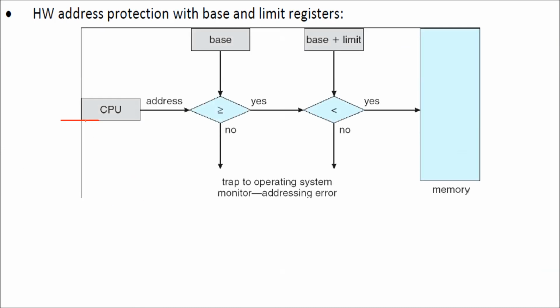The CPU generates some address, and the base is added. Now if this address is greater than or equal to the base, we go ahead, otherwise we trap an error. Then we check against the limit also, and if the address is not less than the limit, we go to error, otherwise we send the address to the memory.